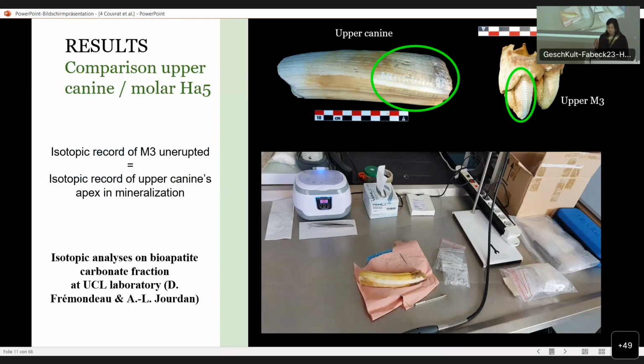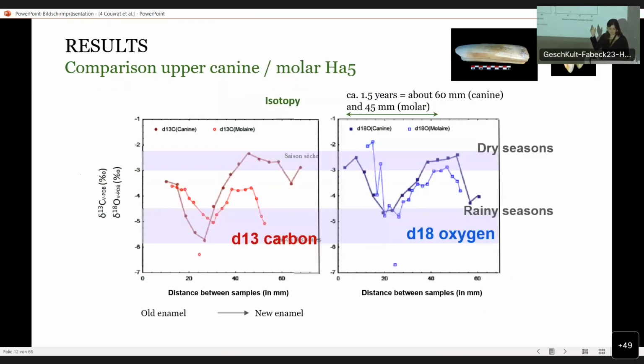comparison. Note that the front molar was unerupted at the time of death, and it was still in the maxillary bone. As so, we proceeded to do isotopic sampling on the front molar and the upper canine, with the assumption that the cervical part of the upper canine corresponds to the front molar. So this gives us this comparison for carbon and oxygen.